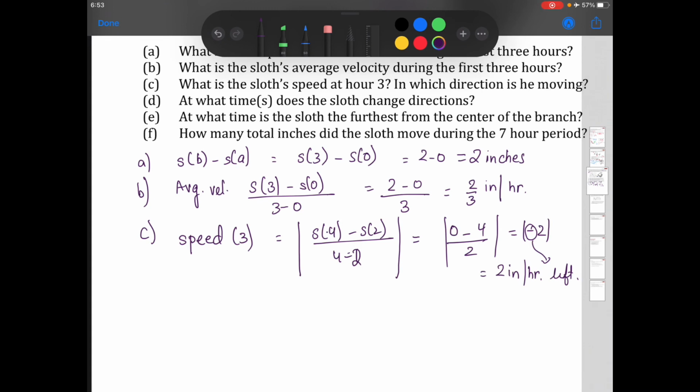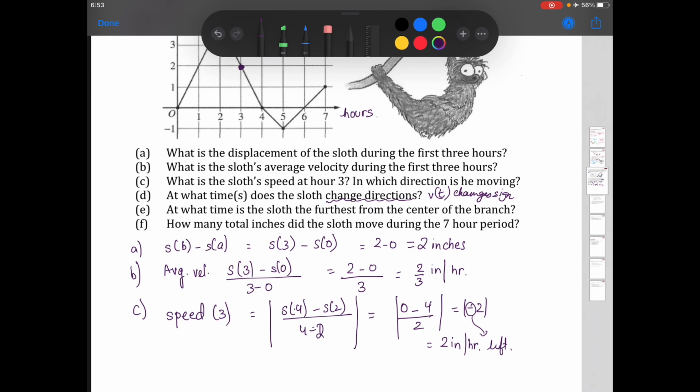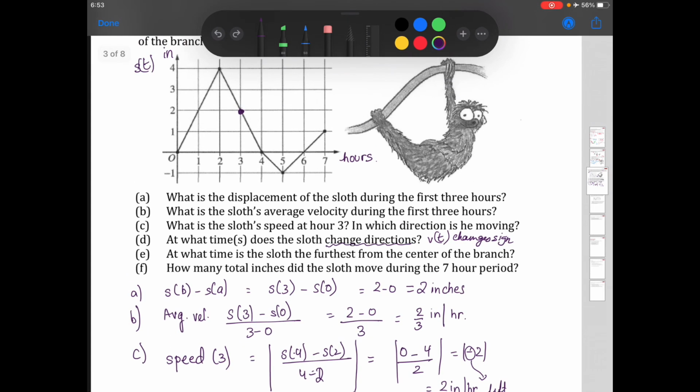Part D. At what time or times does the sloth change its direction? It changes direction when my velocity changes signs, right? So let's write that down. I want to find when velocity changes sign. Since it's a graph, we can just read off there. When is my slope going from positive to negative? From 0 to 2, my slope was positive, and then from 2 to 4, it's negative.